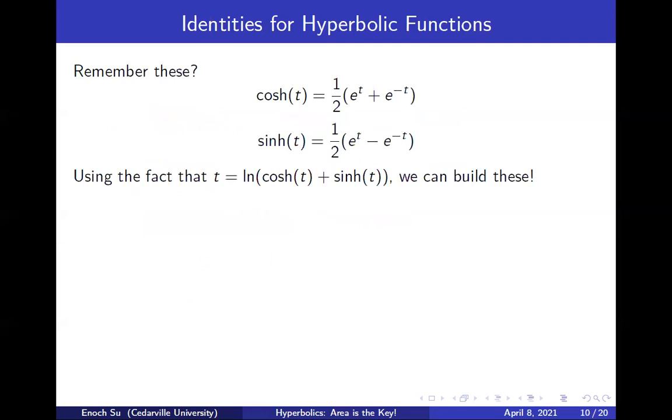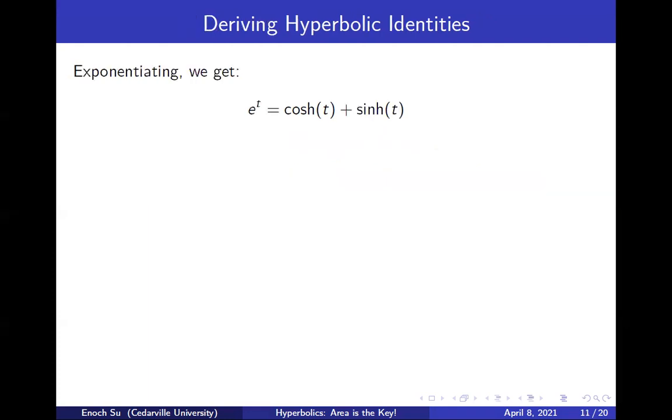And so remember back before when we talked about cosh of t equals 1/2 times e to the t plus e to the negative t, and sinh of t equals 1/2 times e to the t minus e to the negative t. And we were thinking, okay, where do e to the t, e to the negative t, and the 1/2 factor come from? How are the exponentials related to those trig identities? But here's the thing, now that we know that t equals the natural log of cosh t plus sinh t, thanks to our handy dandy area parameterization, we can build these. So notice if we exponentiate both sides, we get e to the t equals cosh t plus sinh t.